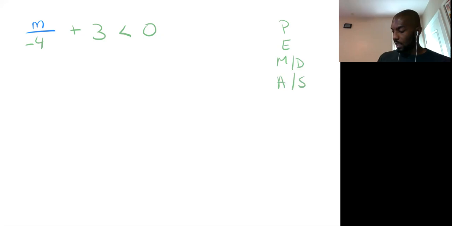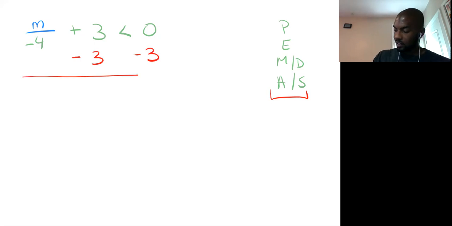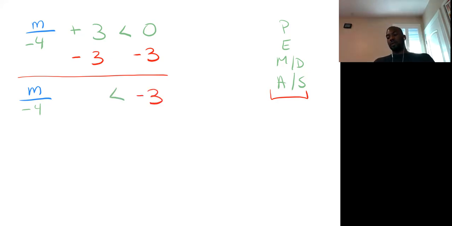All right, I start at the beginning and I say, is there any addition or subtraction? Well, yes, there is. There's addition, the plus 3. What's the inverse of plus 3? It's minus 3. What I do to one side, I must do to the other. That's going to leave me with m divided by negative 4. 3 minus 3 is 0. I don't need to rewrite it. Is less than negative 3. 0 minus 3 is negative 3.